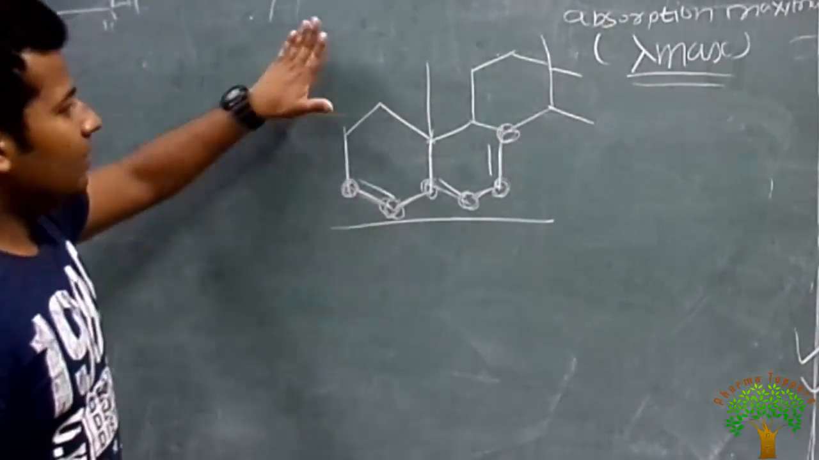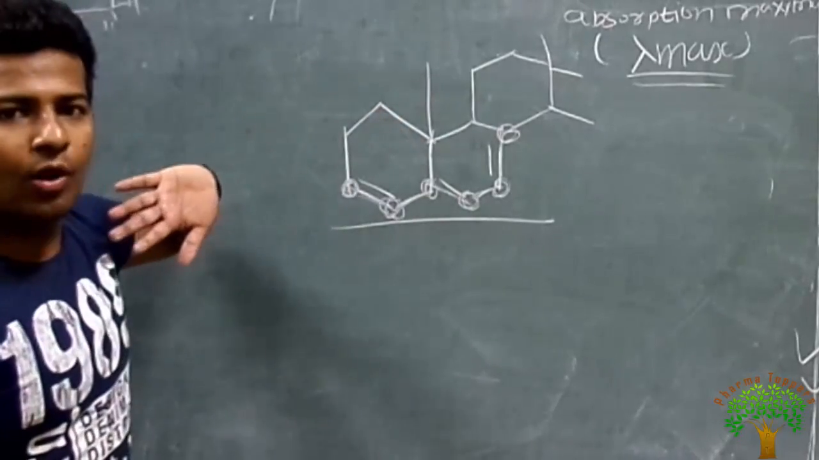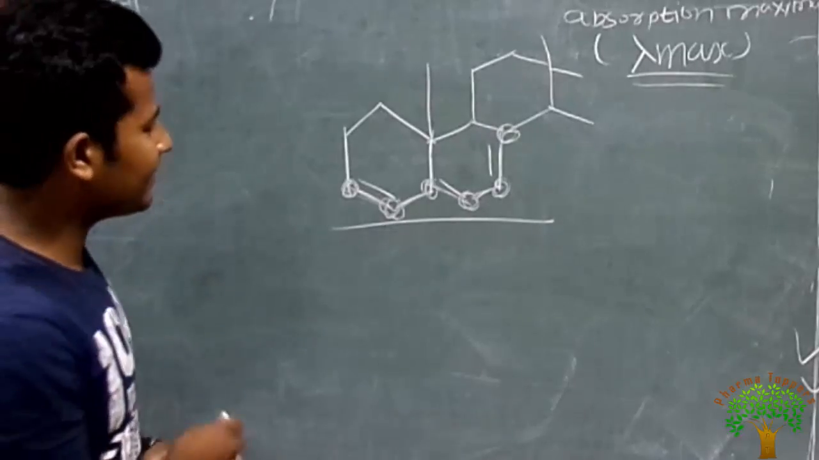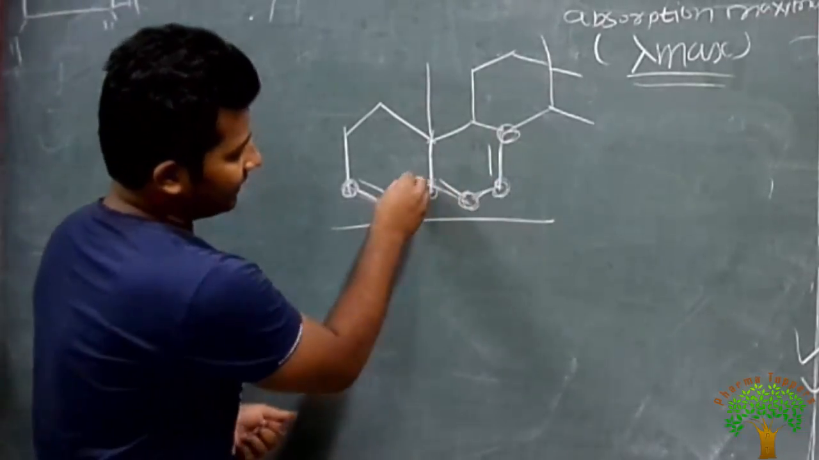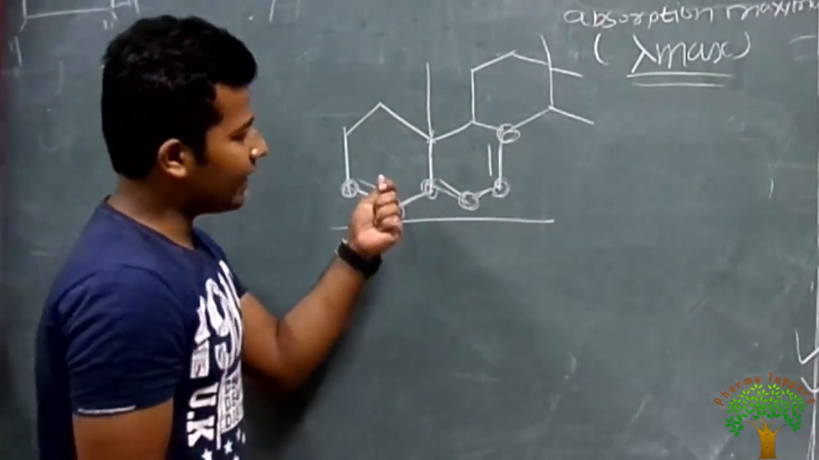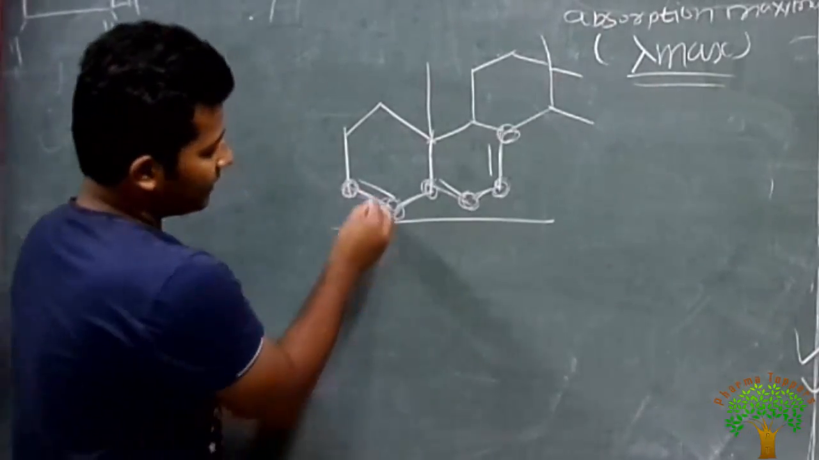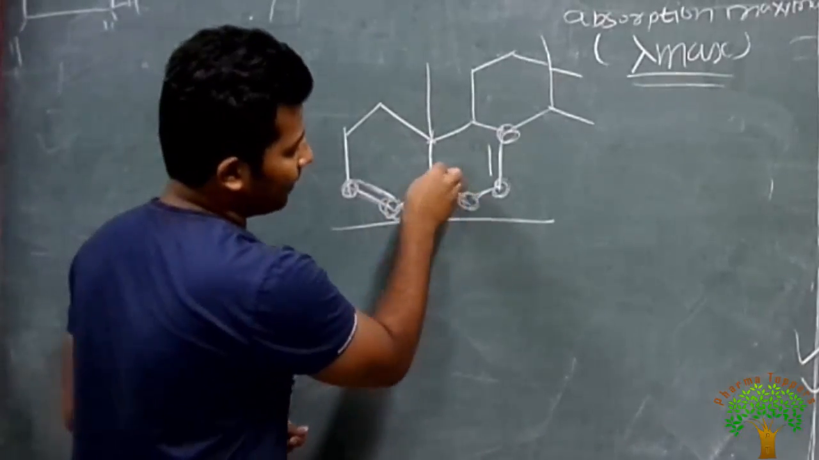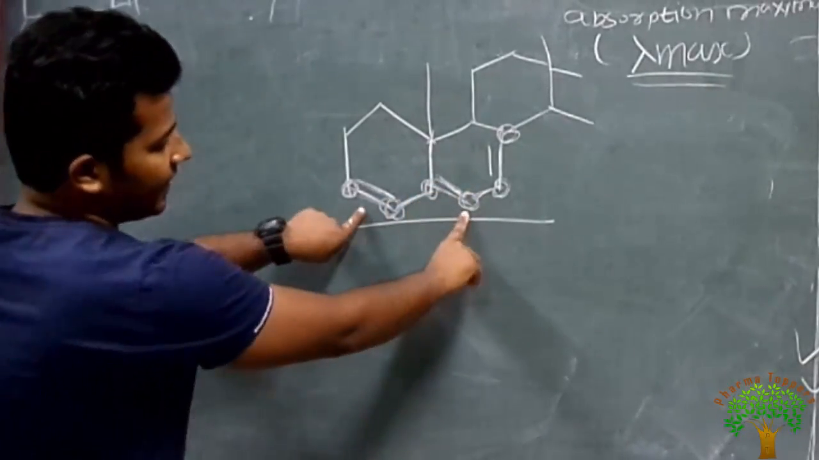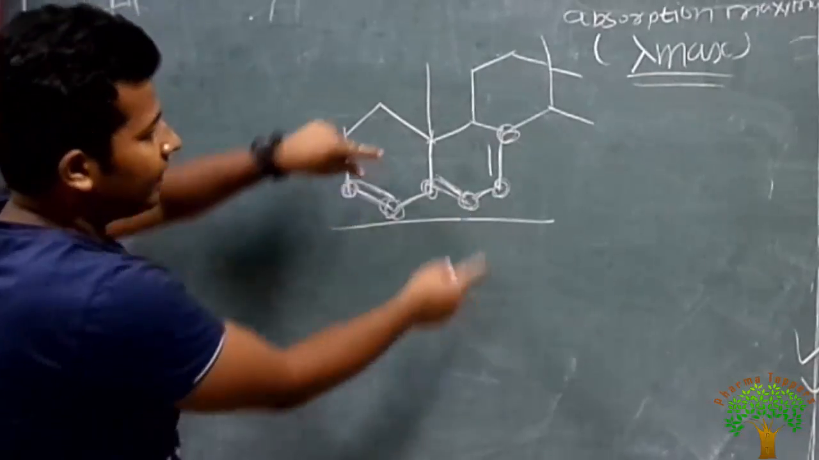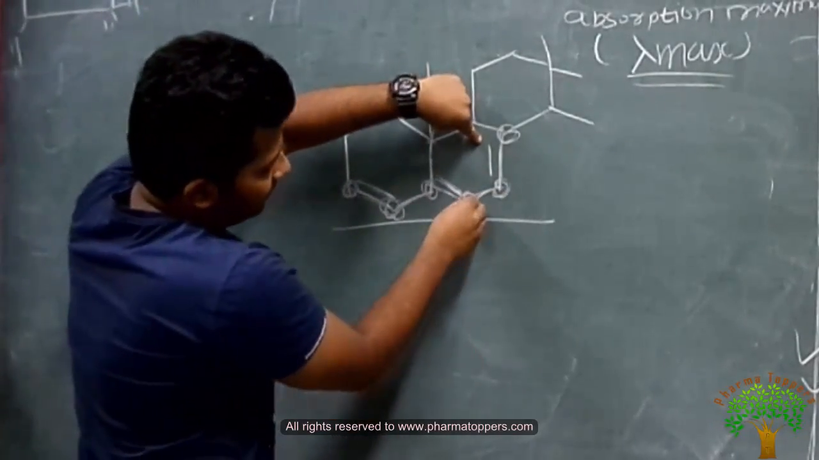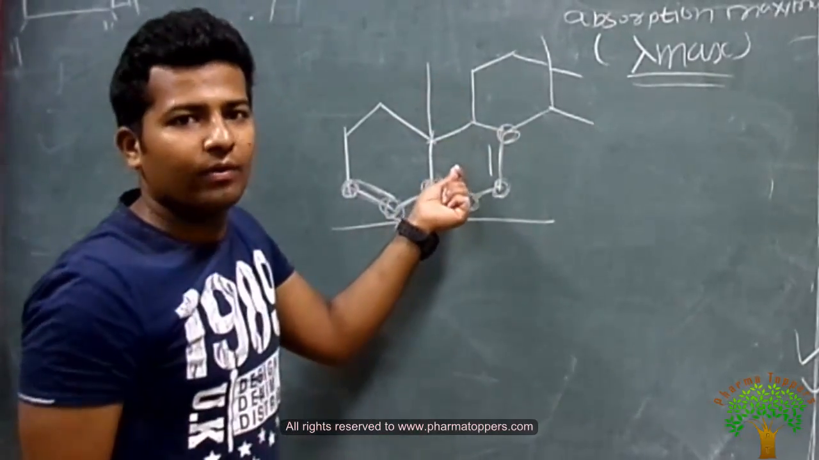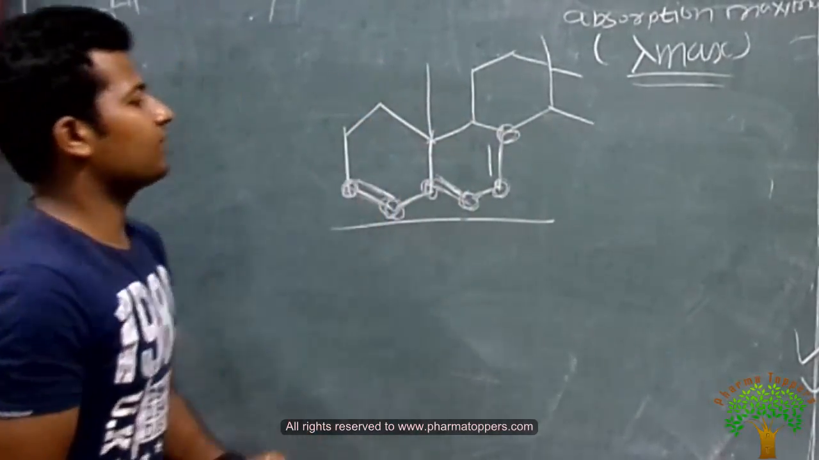Second step, identify whether it is homoannular or heteroannular. This is a very interesting structure because it contains both homoannular and heteroannular. How? See, this double bond, single bond and double bond, these are heteroannular, okay? And this double bond, single bond and double bond, these are homoannular diene.